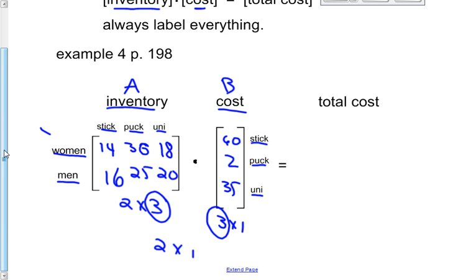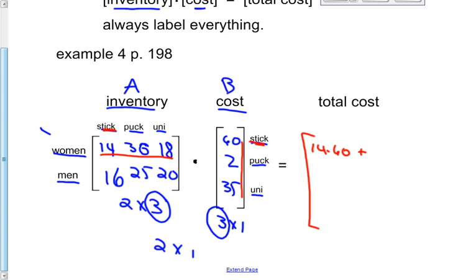So now we have to think about the actual multiplying. The entire first row will multiply by the entire first column. So here's where you want to have your calculator handy. We're just going to do this by hand. Tomorrow I'll show you how to do this on your calculator. When you're multiplying, 14 times 60, first position is stick. First position over here is also stick. So you're multiplying how many sticks you need and the cost for each stick. 14 times 60.